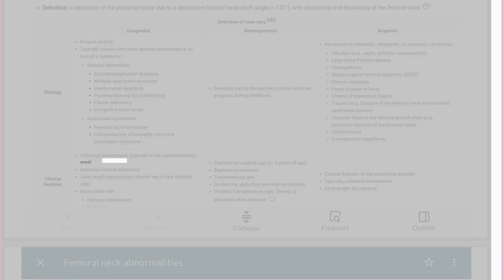Unilateral involvement is typical, usually in the subtrochanteric area, presenting by walking age, 2 to 3 years, with abductor muscle weakness. Bilateral involvement is also possible. Clinical features include limb length discrepancy, with a shorter leg on the affected side, and Trendelenburg gait, along with clinical features of the underlying disorder. There is limited hip abduction and internal rotation. Femoral retroversion is typically unilateral, with limb length discrepancy associated with a positive Trendelenburg sign; the hip is abducted when reduced.